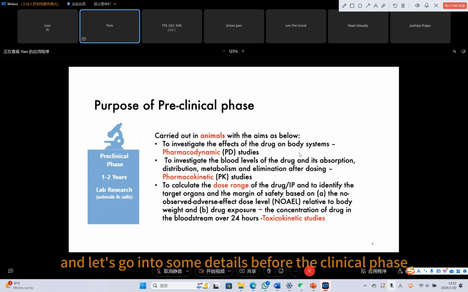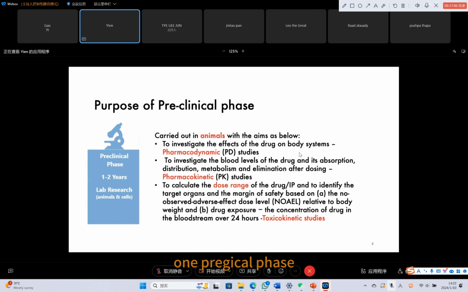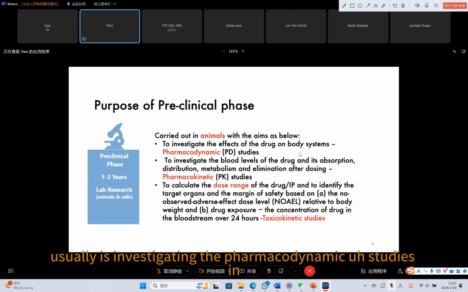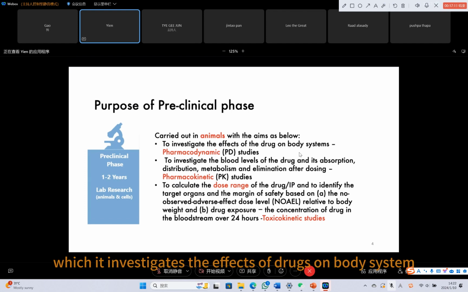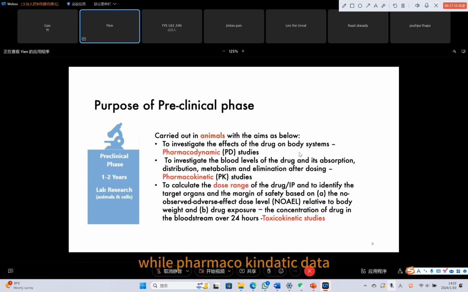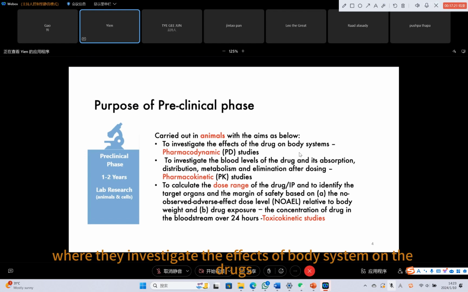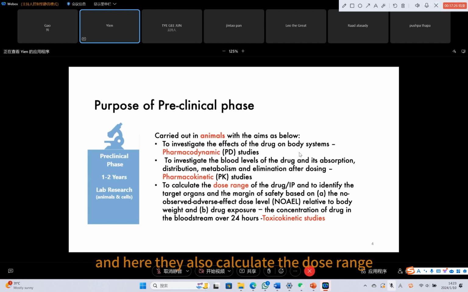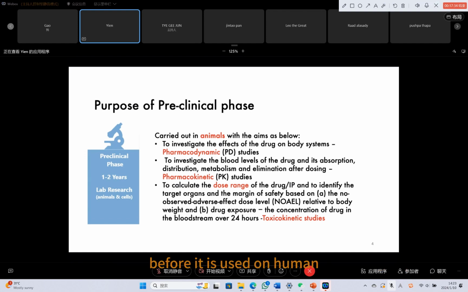And let's go into some details before clinical phase 1. The preclinical phase usually investigates the pharmacodynamic studies, which look at the effects of drugs on body system, while pharmacokinetic data is also obtained during the preclinical phase, where they investigate the effects of body system on the drugs. Here they also calculate the dose range and study the toxicokinetic studies of the drug before it is used on humans. So this is usually done on animals.